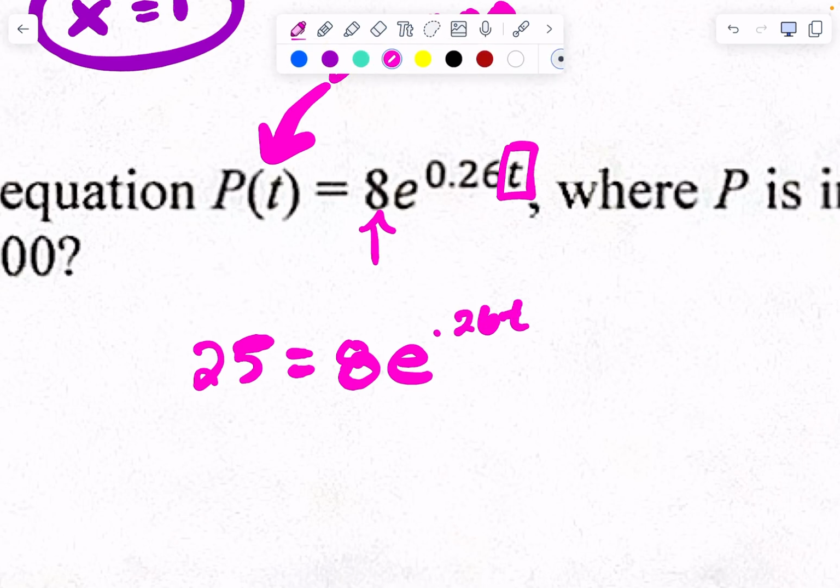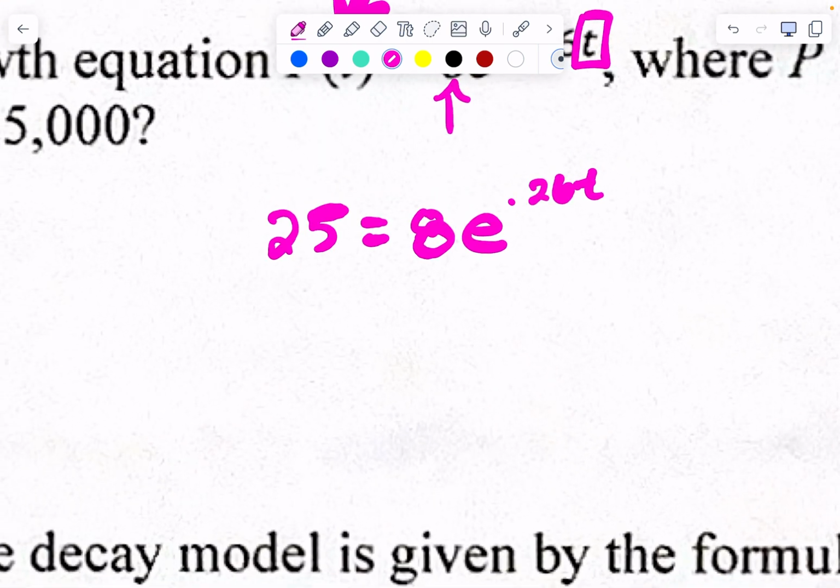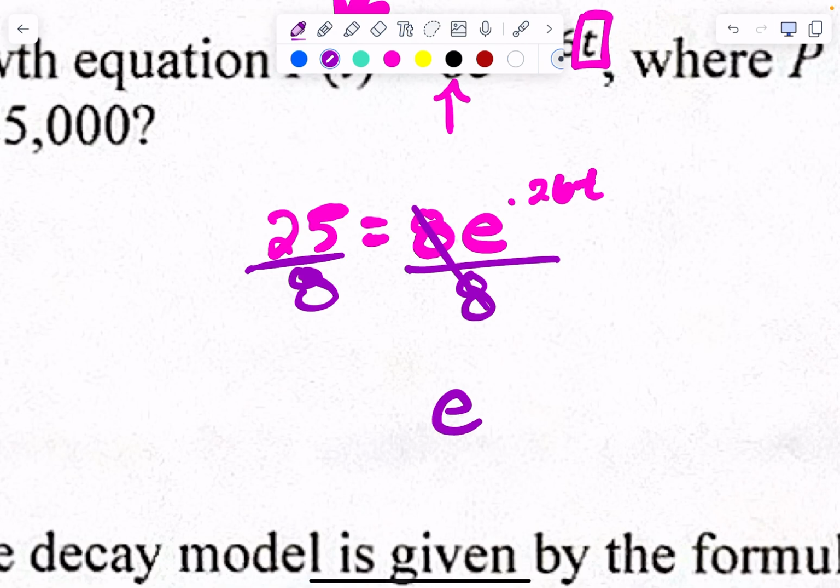All right, to solve for T, algebra first. That was rule number 1, right? What do we do first? Divide by 8, right? 8 times e to the 0.26t, so we want to get rid of the 8. All right, what's 25 divided by 8? 3.125. Perfect.